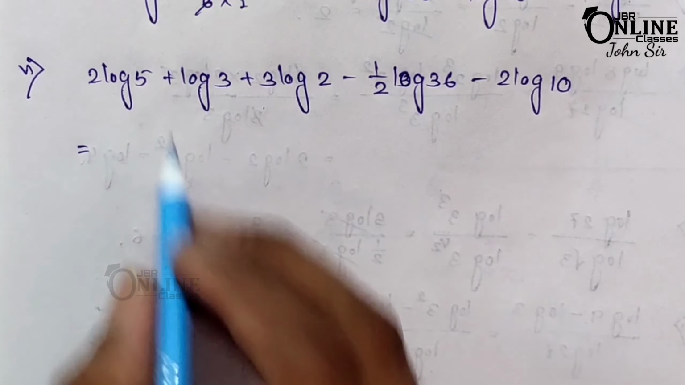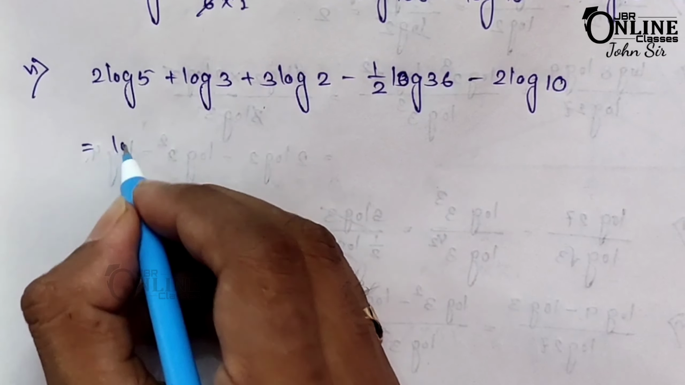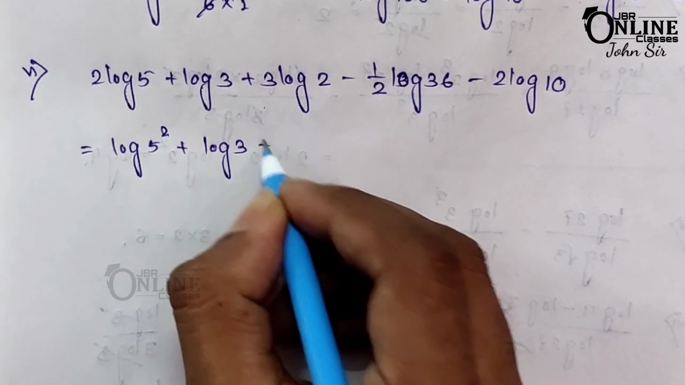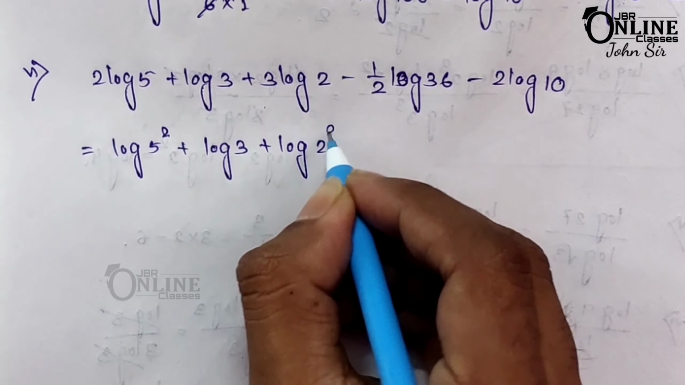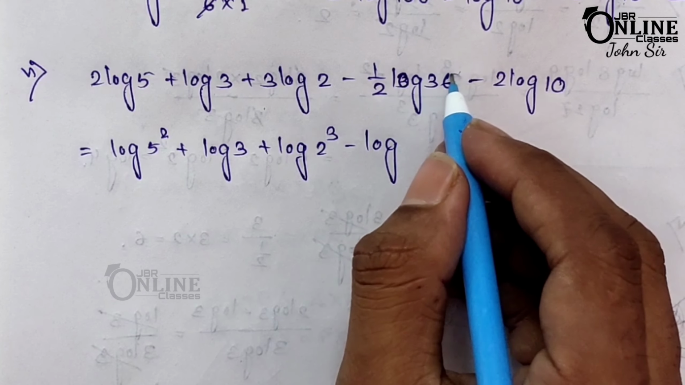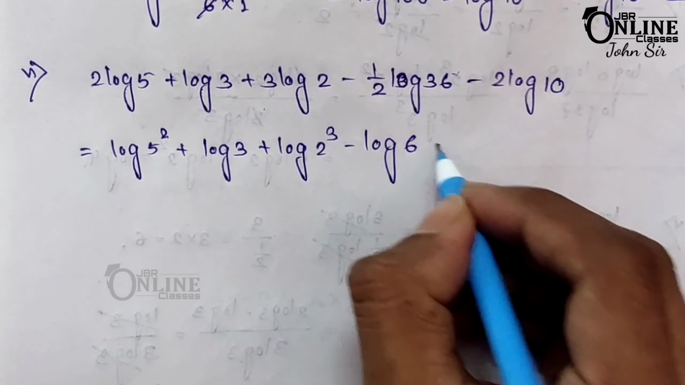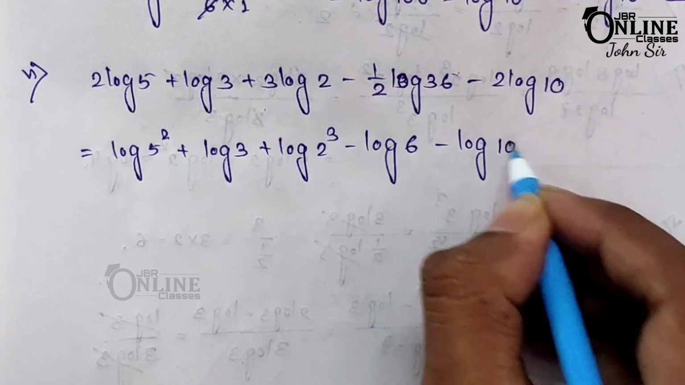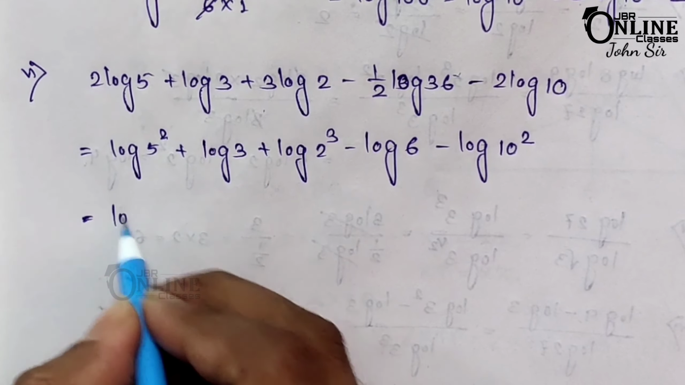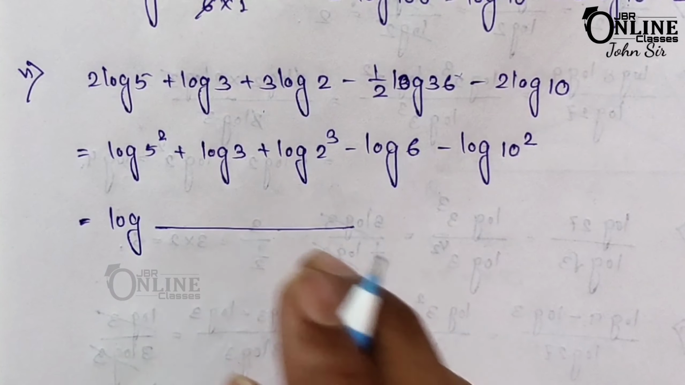Now sum number 6. Here 2 log 5, that means log 5 square, next one log 3, then next one log 2 to the power 3, here log, now half means root 36, so root 36 means 6, and the last one log 10 square. Okay, clear. So first you have to write down one log, and then it's a shortcut method.